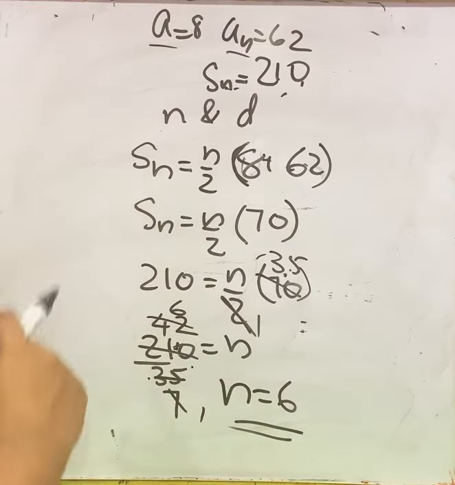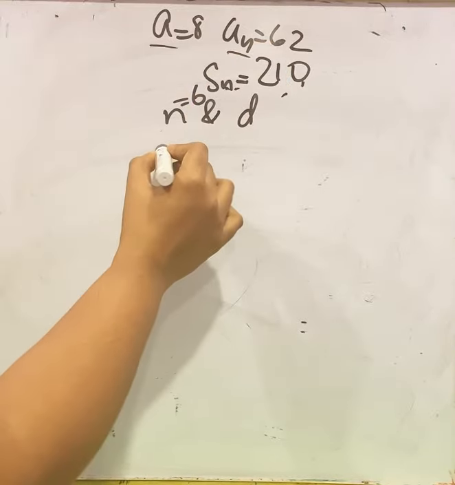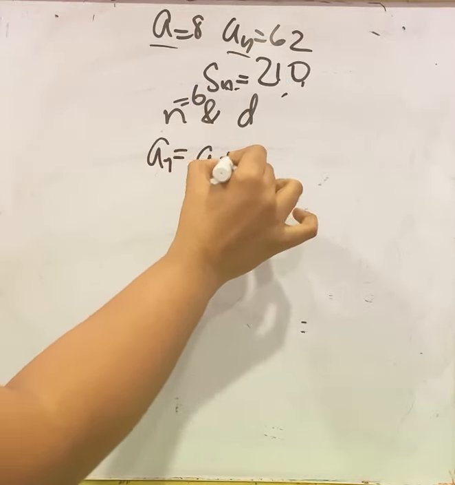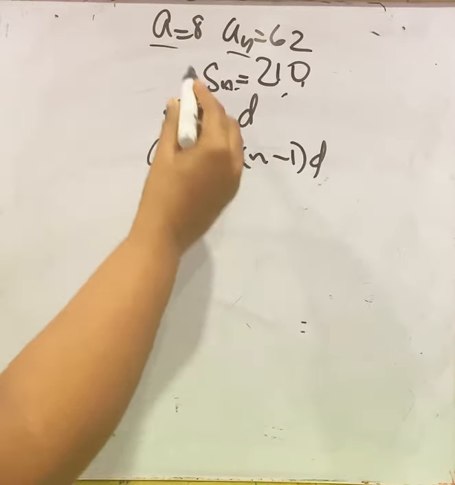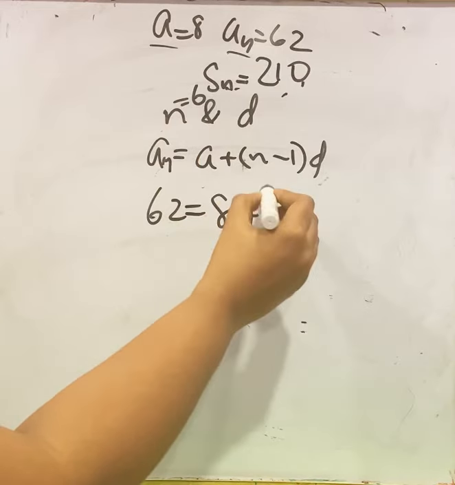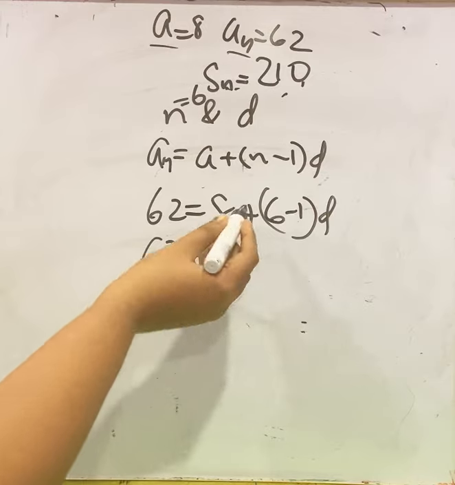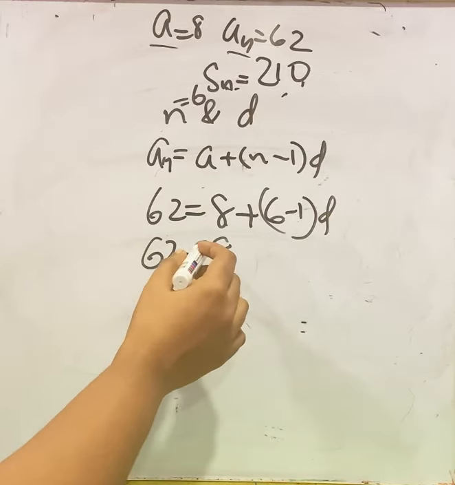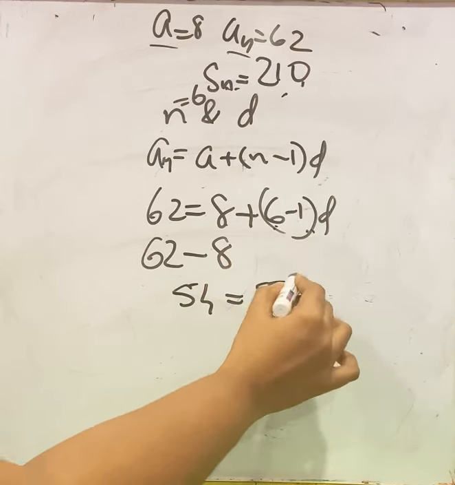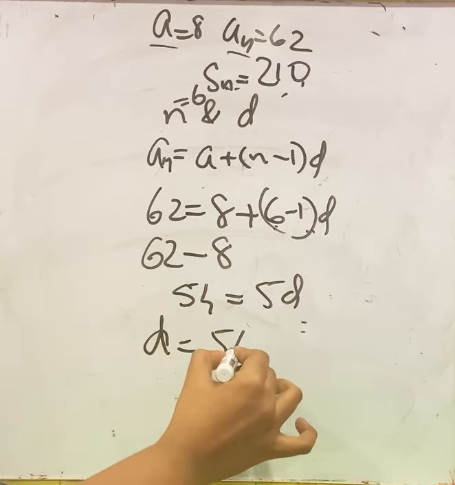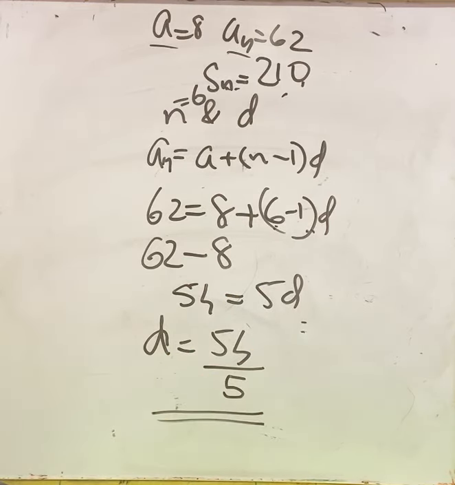Now you have to find d. Here we have an equal to 62, so an equal to a plus n minus 1 into d, that is an is 62 equal to a we know 8 plus n is 6, 6 minus 1 into d, that is 62 minus 8. This 8 is taken to the side. 62 minus 8, 54 equal to 6 minus 1 is 5d. Now value of d equal to 54, 5 taken to the side, it goes to denominator. 54 division 5. This is the value of d.